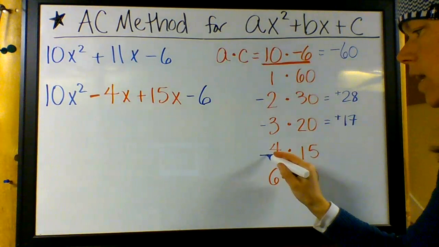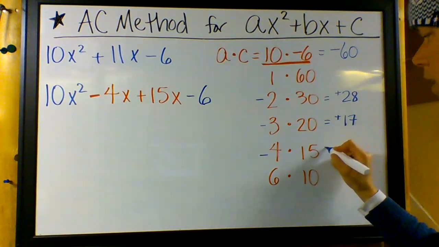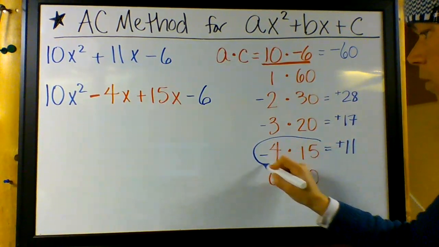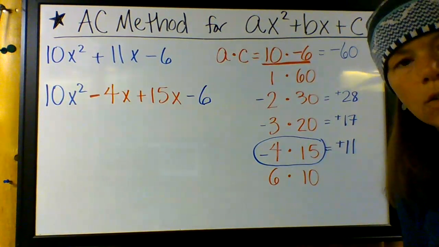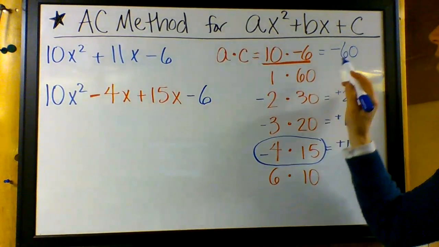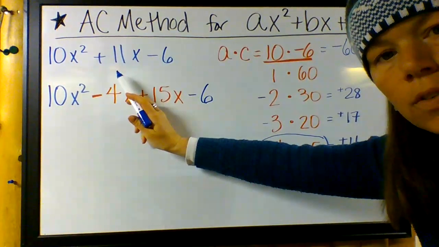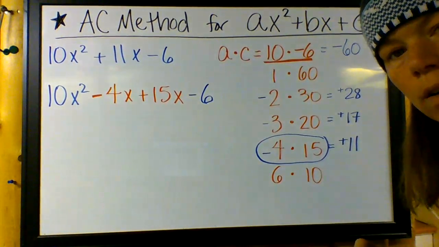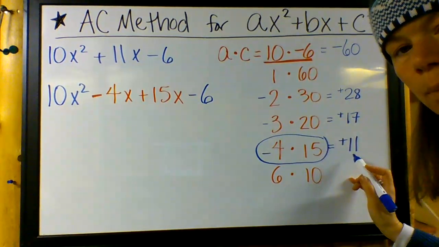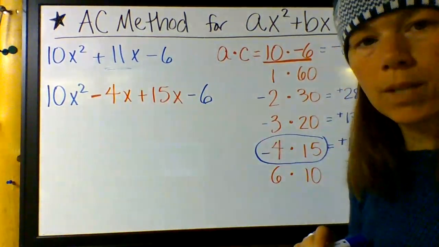So how about this? Negative 4 and positive 15 gives me positive 11. So this is what I am looking for right here. This is the factor pair that multiplies to equal negative 60 and adds to equal positive 11. That's what we're looking for. You're looking for the factor pair of negative 60 that adds up to b, that middle term here.